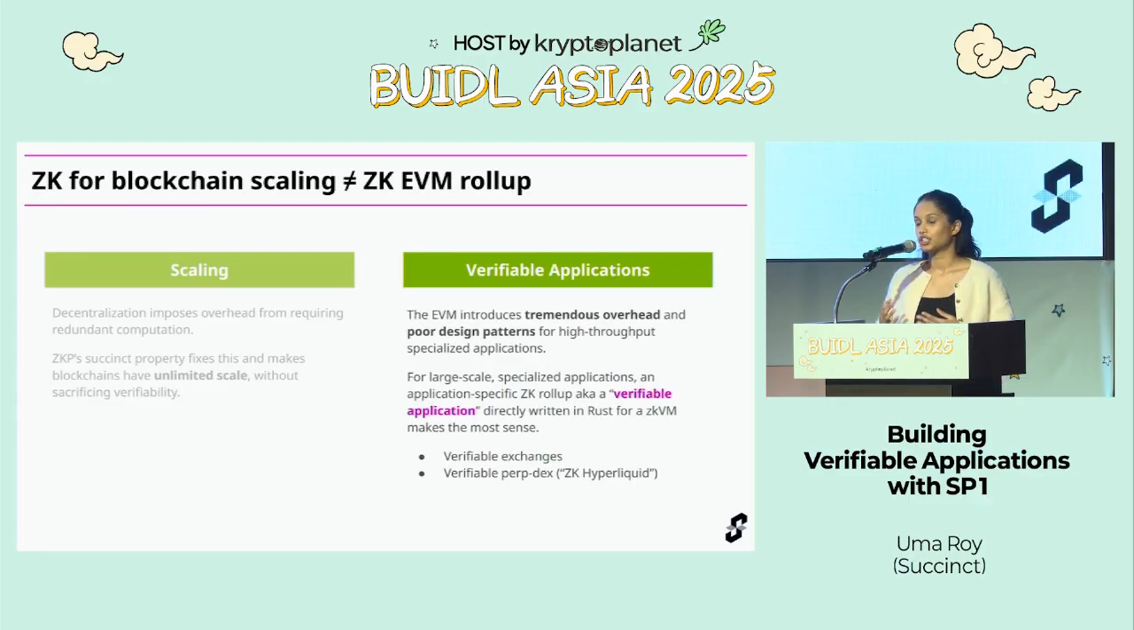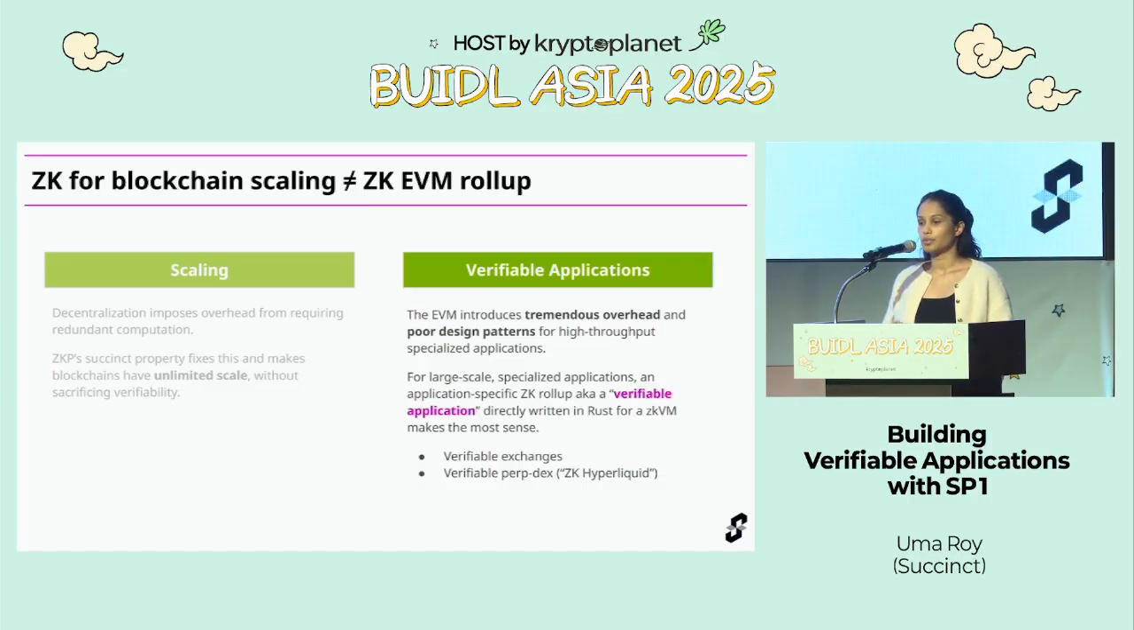And then the final thing I want to touch on the theme of ZK for blockchain scaling is that often people think ZK for blockchain scaling only means ZK EVMs or ZK rollups. I actually think that there's a really broad category of applications that go beyond just ZK EVMs. So in particular, if you look at the EVM today, the EVM actually has a lot of overhead and poor design patterns for very high throughput specialized applications. And you can imagine that now we've realized the end game paradigm for verifiability is these RISC-V ZK VMs where you just write normal code and then you can prove it.